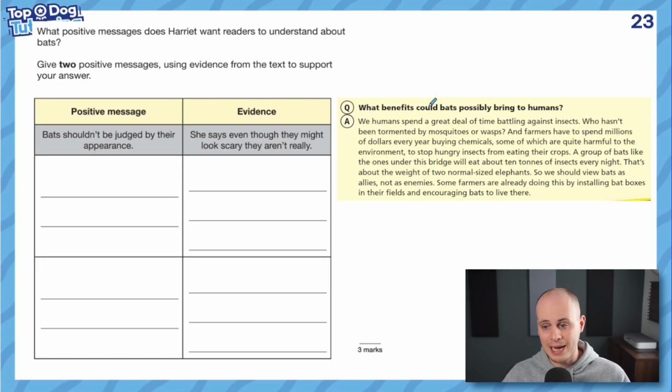So we should view bats as allies, not as enemies. Some farmers are already doing this by installing bat boxes in their fields and encouraging bats to live there. So I think there's a really clear positive message there.